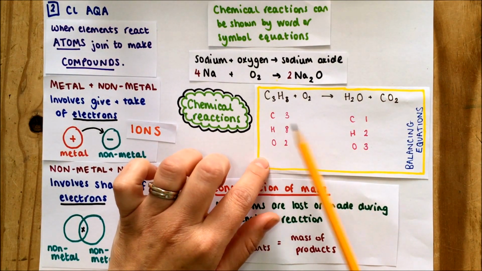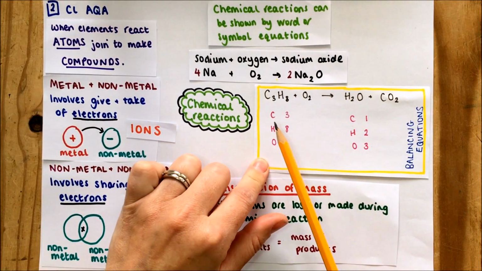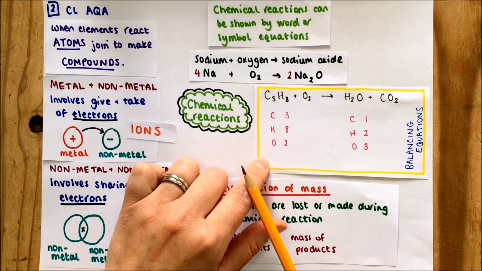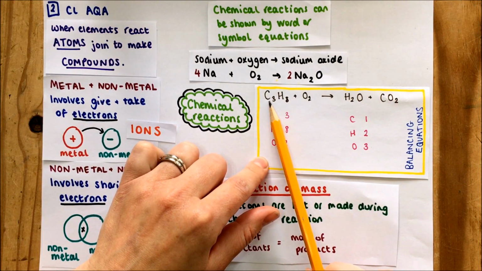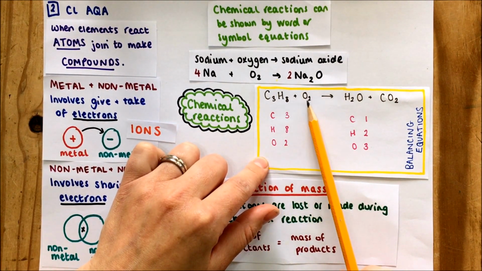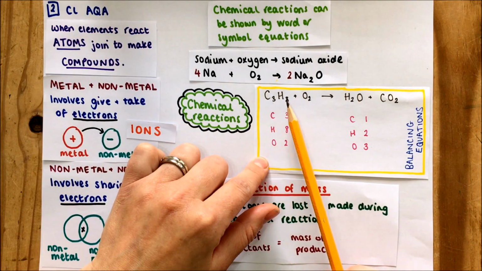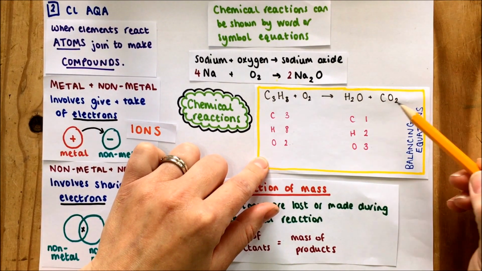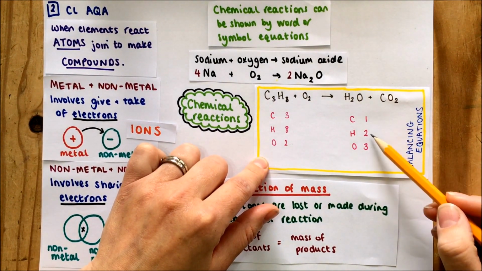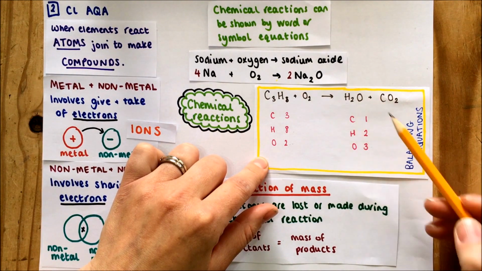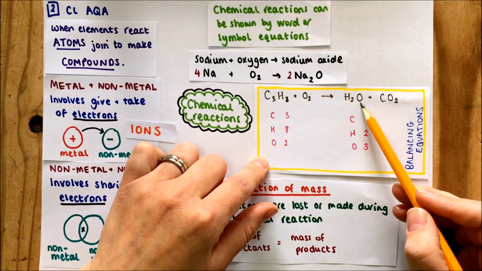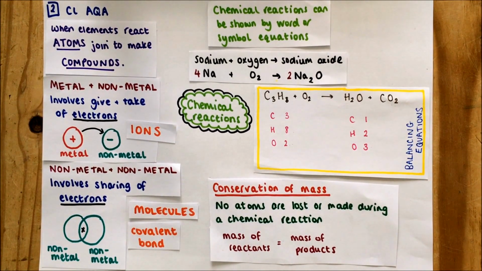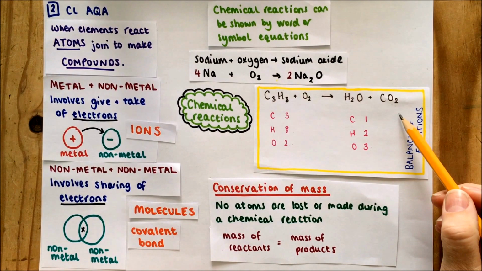So if we look here, the way I normally do it is do a table underneath, and we add up how many atoms are this side, the reactants, and how many atoms are in the products, and then we can work on balancing. So here we've got C3H8 plus O2. So we've got 3 carbons, 8 hydrogens, and 2 oxygens. On this side, we've got 1 carbon, 2 hydrogens, and 3 oxygens. We've got 1 there and 2 there, which makes 3 overall. So we can see that we're not balanced here at all. So we need to try and balance.